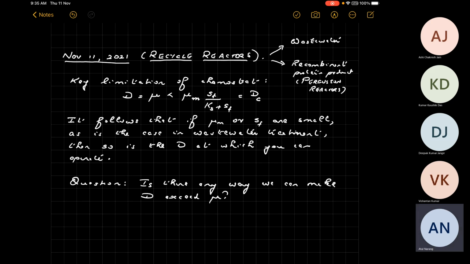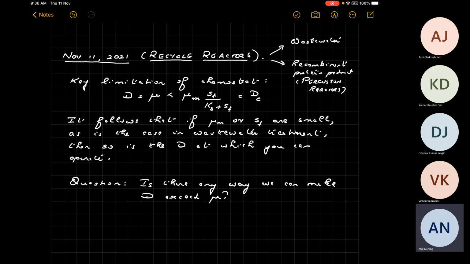But let's just understand the basic idea first. The first question to ask is why do we need them? Well, the reason why we look for something other than a CSTR is that in a CSTR, we must have the restriction D equals mu. That has to hold, right?